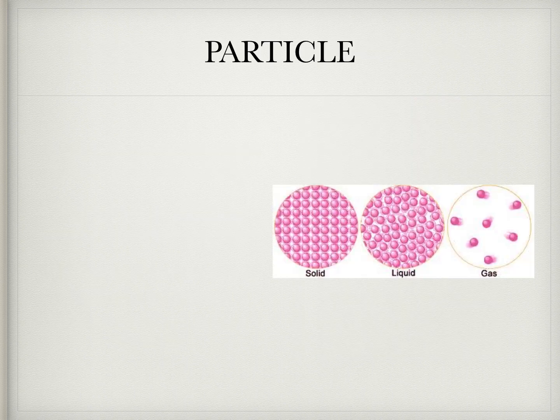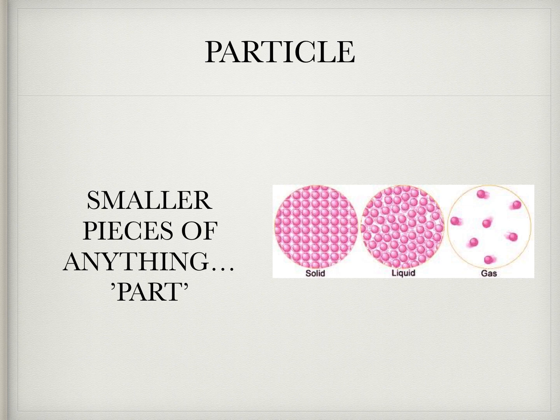The last of the vocab words is the word particle. And I have a picture of solid, liquid, and gases, which is actually the next standard. And we'll talk a lot about the particles in that standard. But these are smaller pieces of anything. And I put the word part there because if you look at the word particle, and a part of something is something smaller than that, it makes sense if you remember the word part and smaller.